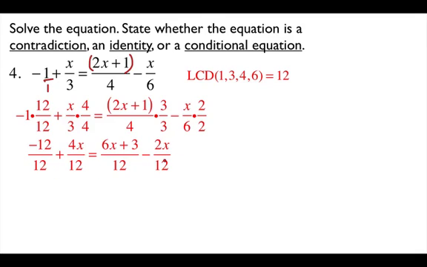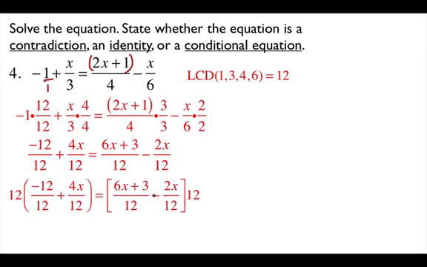How do I undo that division of 12? I do a multiplication of 12 on both sides. So once I multiply both sides by 12, it's going to eliminate all the denominators. And I'm basically going to be left with whatever's in the numerators on both sides, which turns out to be the following.